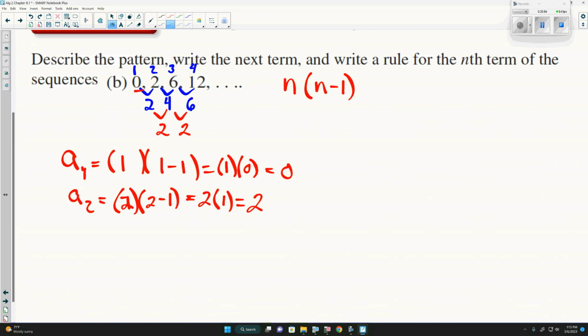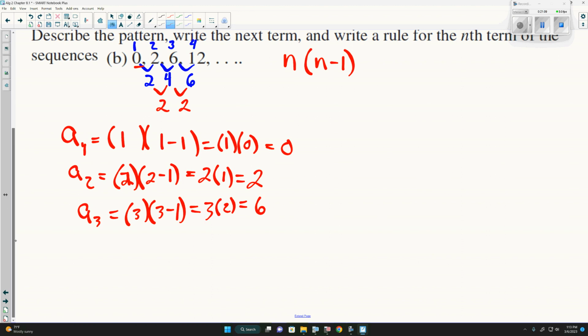All right, let's say a sub 3. 3 times 3 minus 1. Well, 3 minus 1 is 2. 3 times 2 is 6. Is that the next term we wanted? A sub 4. 4 times 4 minus 1. 4 times 3 is 12. Is that all the terms we wanted? So our rule is that there.